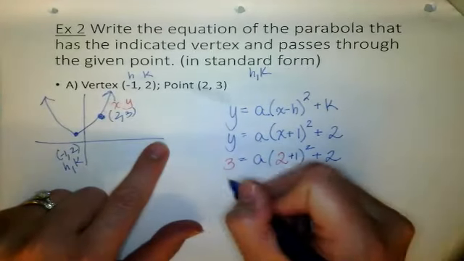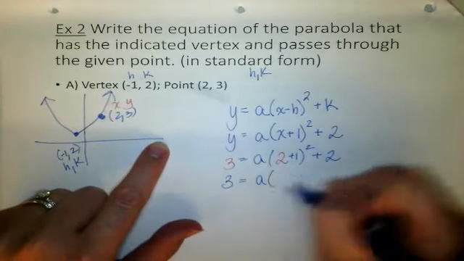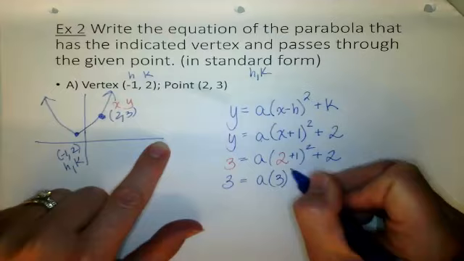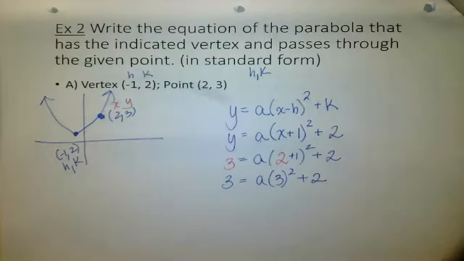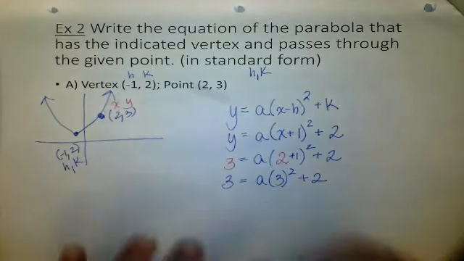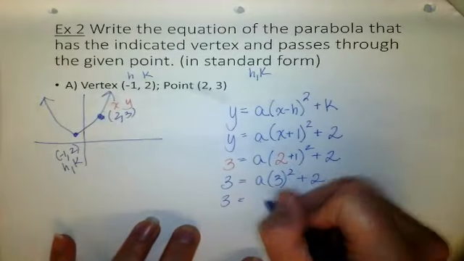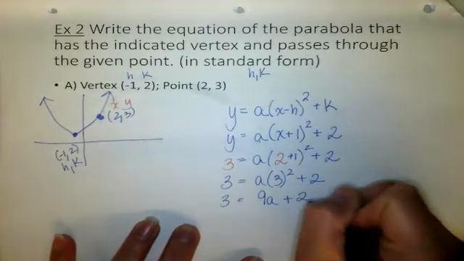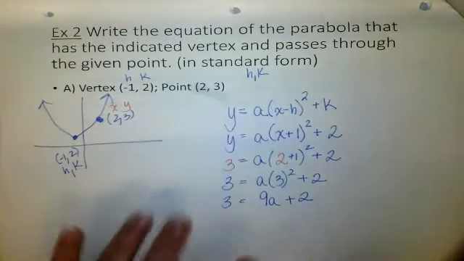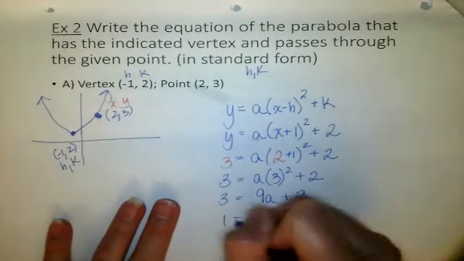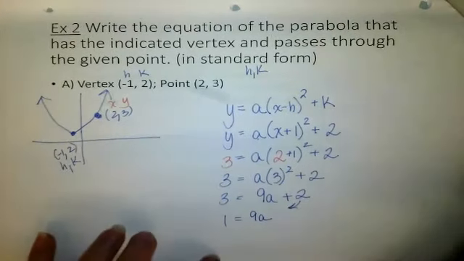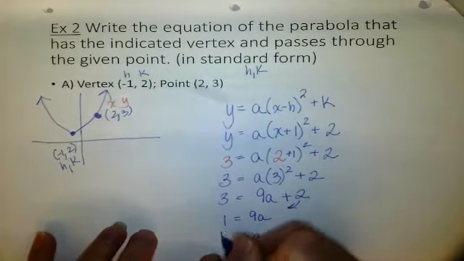So I'm going to clean this up a little bit. I have 3 equals A times 3 squared plus 2. Now what do you want to do? Do 3 squared first. So 3 squared is 9. So I'm going to write 9A plus 2. Now what? Subtract 2. So it's going to be 1 equals 9A. And then divide by 9. So 1/9. Are we done?